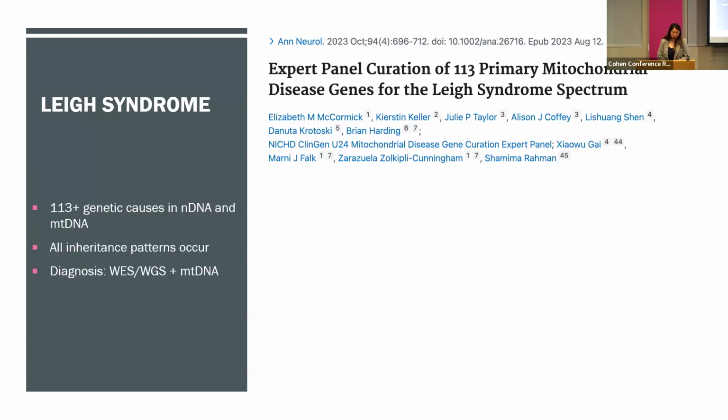If you suspect Leigh syndrome, please look at the nuclear DNA as well as the mitochondrial DNA. So, if you can get an exome, if you're really fancy, you can get a genome. And then usually the genomes will actually sequence the mitochondrial DNA as well, or you can get a panel where you get an exome and a mitochondrial DNA.